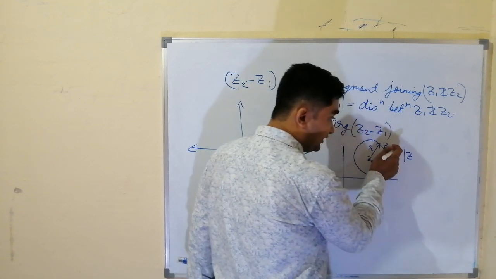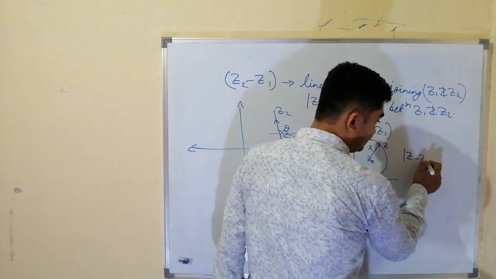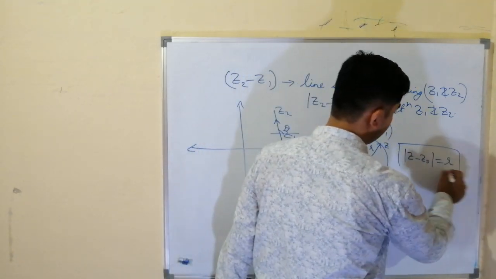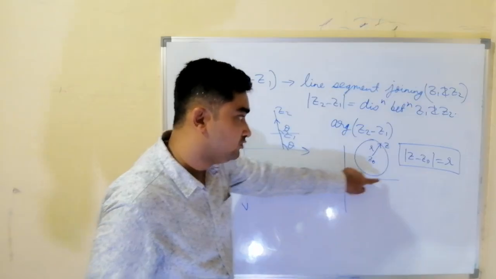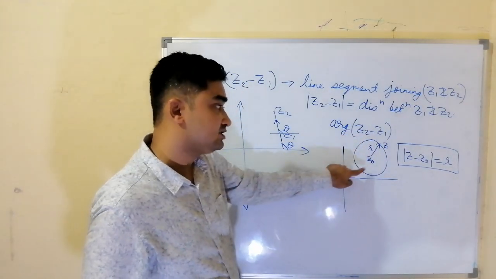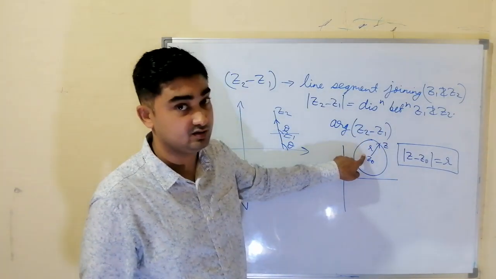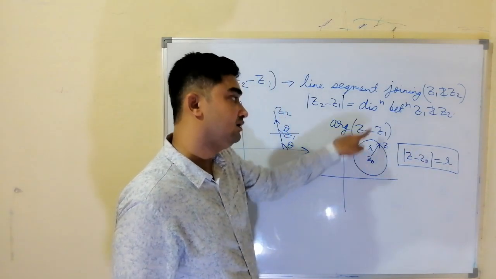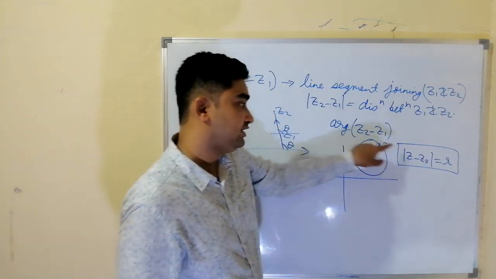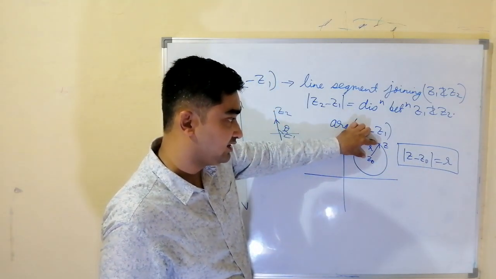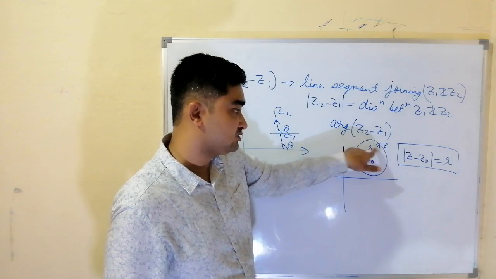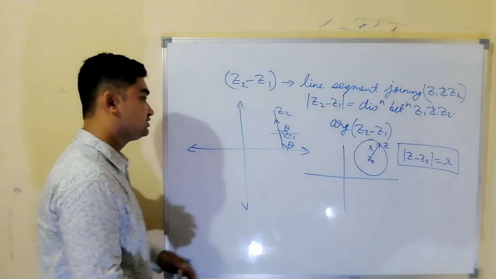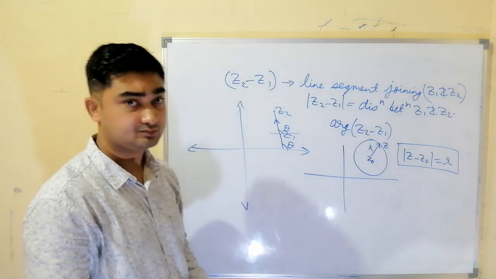Then we can write distance of Z from Z0 is equal to R. Then this is the equation of a circle, where Z will move all along the circumference. Z0 is fixed, which is the center. Z0 is the center of the circle, R is the radius of the circle, and mod of Z minus Z0 means the distance between center and any point on the circumference, which is radius. So it is equation of the circle whose center is at Z0 and radius is R.